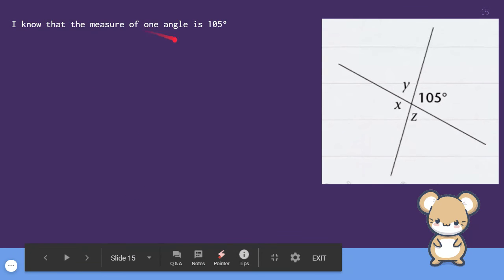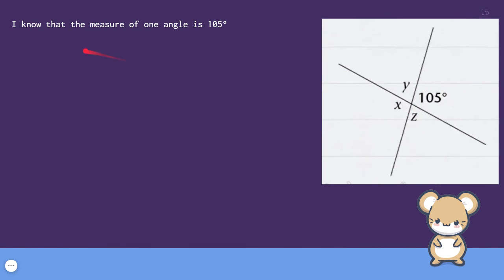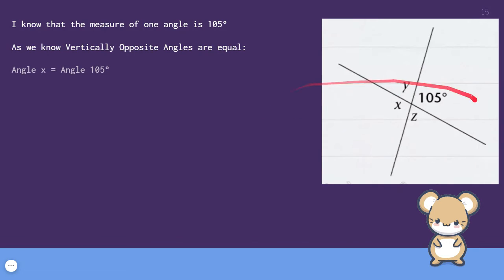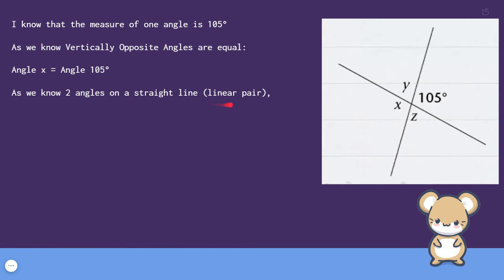Now, here I know that the measure of one angle is 105 degrees. As I can see it here, I know that the measure of one angle is going to be this. I need to find the others. Now, again, same steps. As we know vertically opposite angles are equal, I know that right now angle X is going to be equal to this one, which is going to be 105 degrees. Now, as we know that two angles on a straight line are a linear pair, the sum is going to be 180 degrees. This means angle X plus angle Y, the total is going to be 180 degrees.